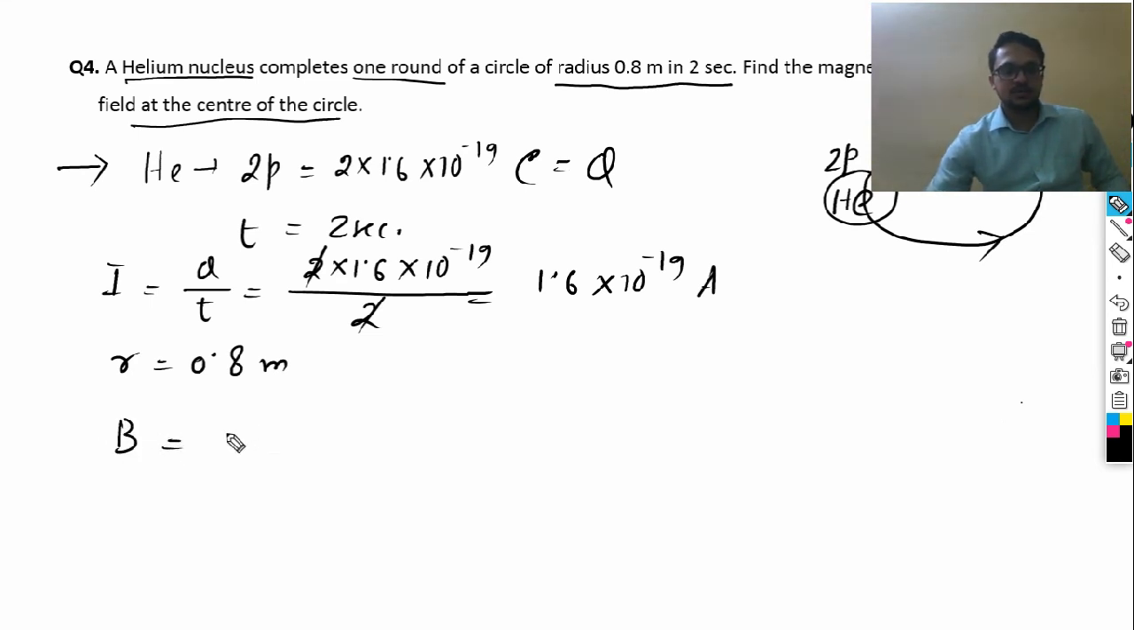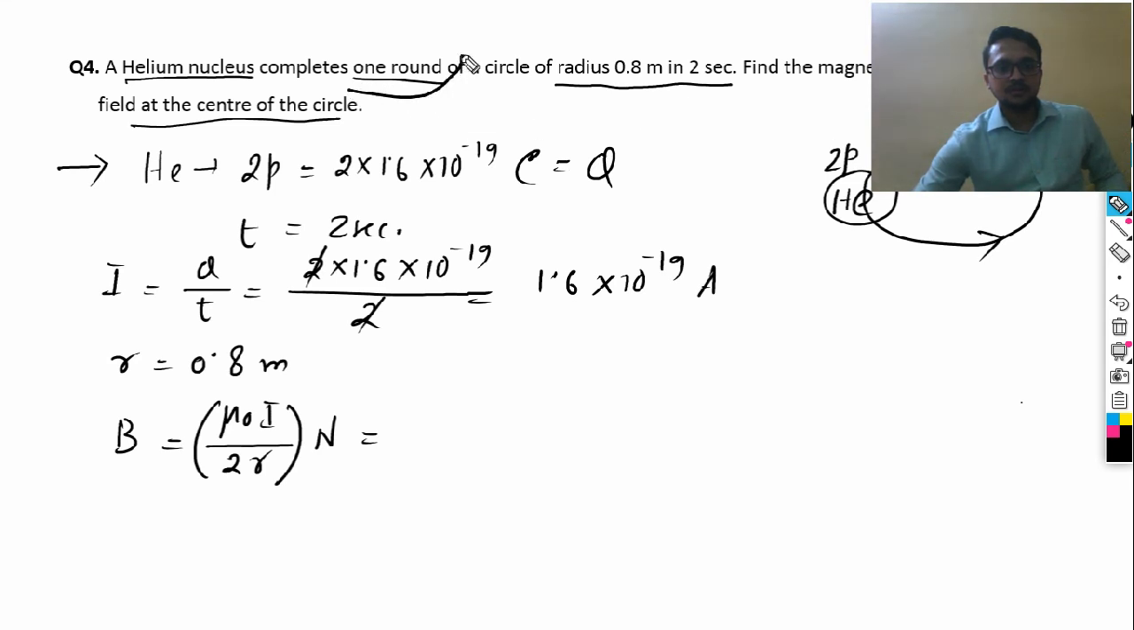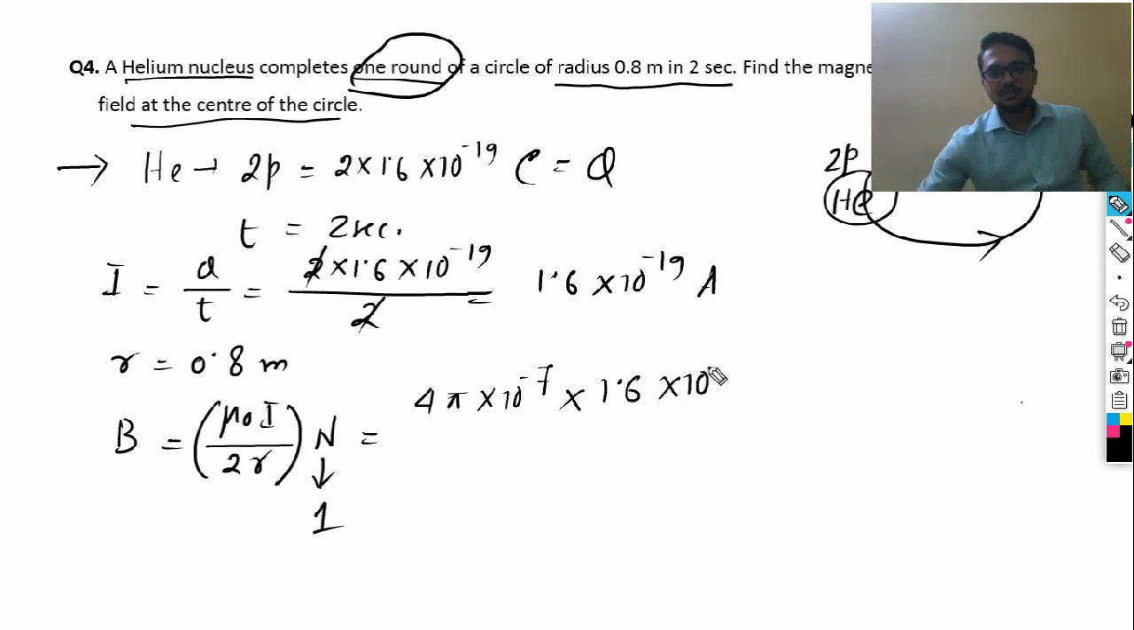After that, write the formula. Mu 0 I by 2R, then number of turns. Here look, one round means number of turns is 1. So 4 pi into 10 to the power minus 7 into current 1.6 into 10 to the power minus 19, by 2R, 2 into 0.8. Unit Tesla, because all the quantities are in SI unit.